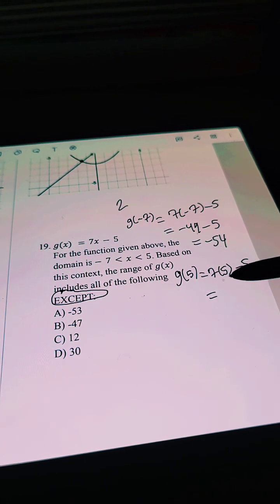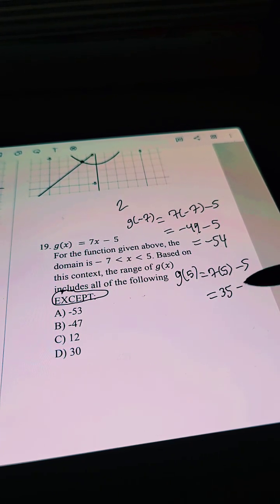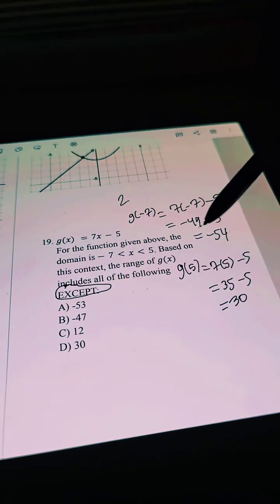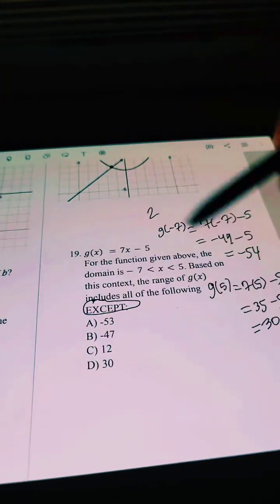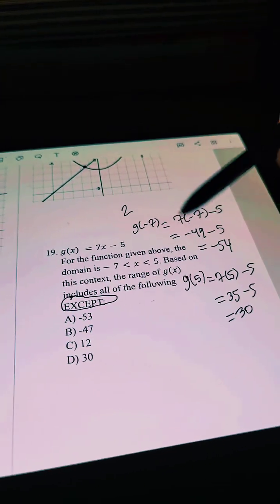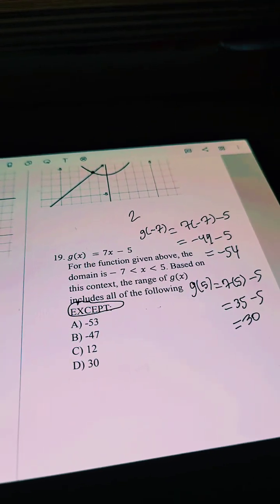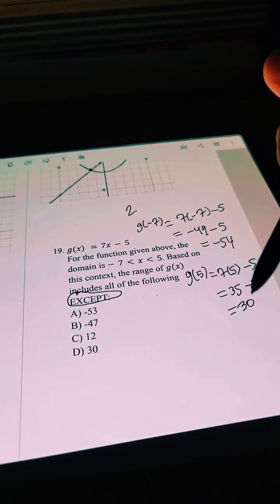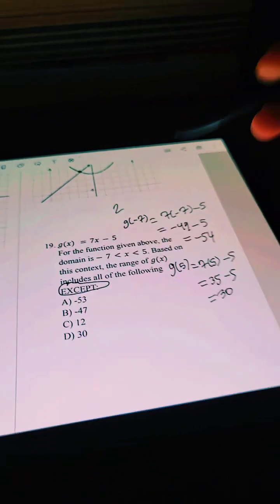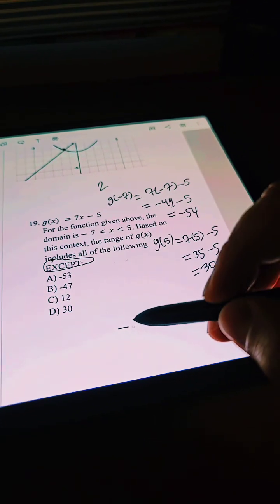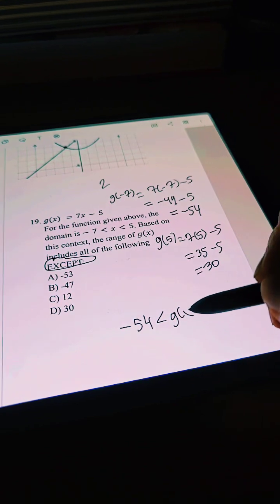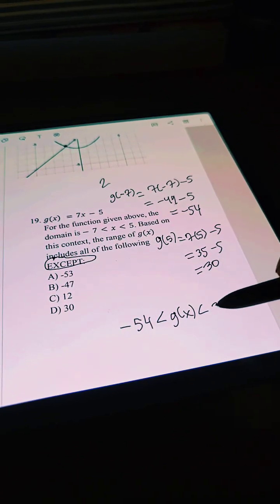So when I put in 5, 7 times 5 is going to be 35, and then minus 5, so that equals 30. So I can have y values, or g of x values, you could think of it like that, between -54 and 30. So I'm just going to write it like that. Negative 54. So g of x is between negative 54 and 30.